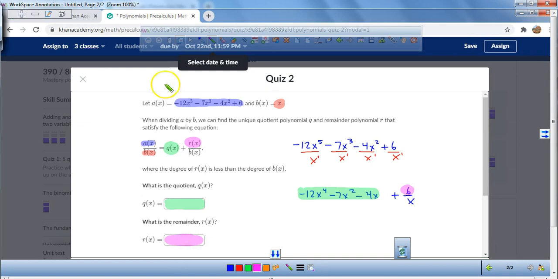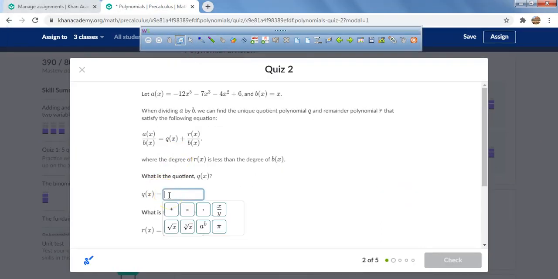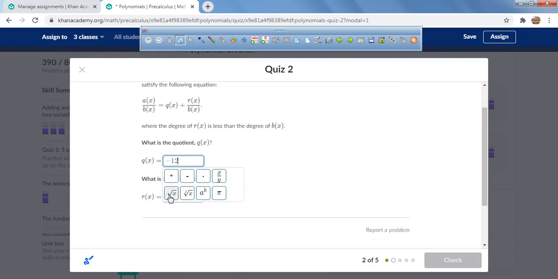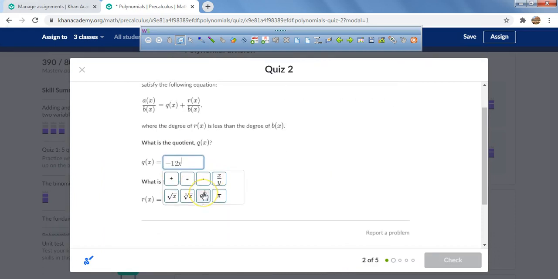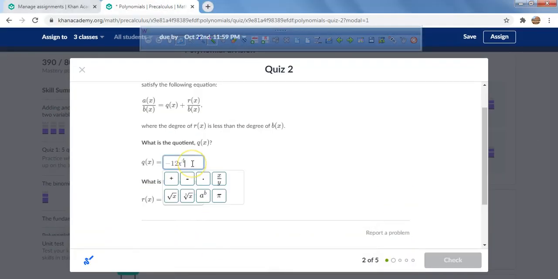All right. So here we go. Let's go ahead and type it in. We got negative 12x raised to the power of 4. And then what else did we have? We go back. We had minus 7x squared, x to the power of 2.